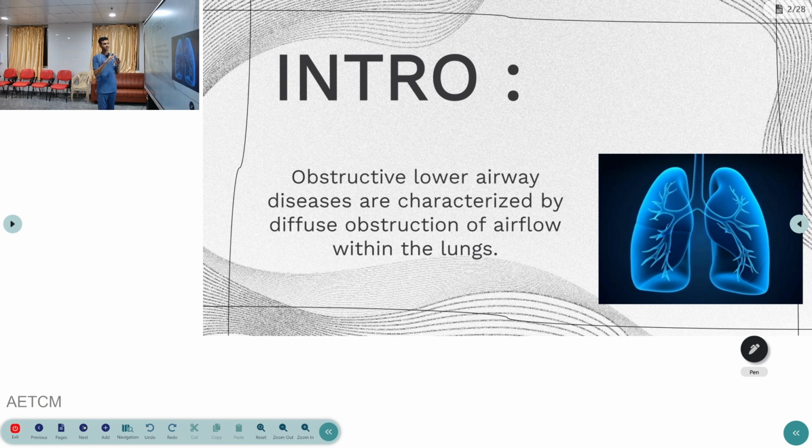First thing, obstructive lower airway disease. These have a characteristic of diffuse obstruction of the airflow within the lungs. This is the most important term. It will cause diffuse obstruction of the airflow within the lungs. What it denotes, we have to think of the anatomy. So how the airway is formed.